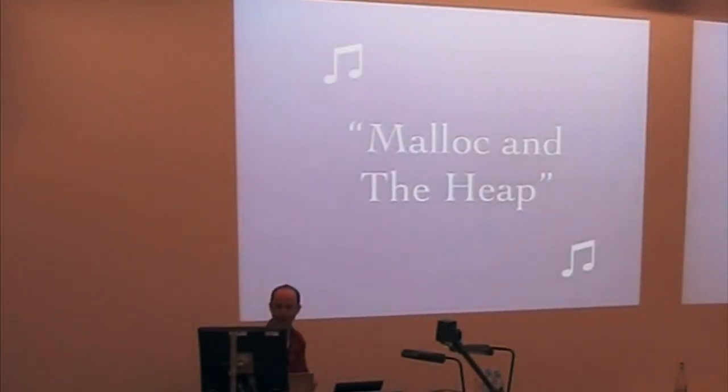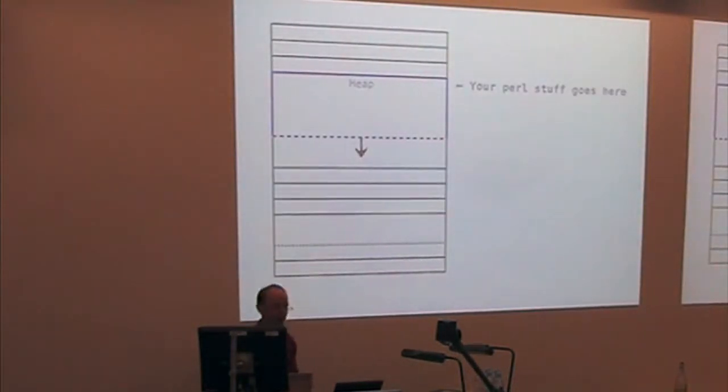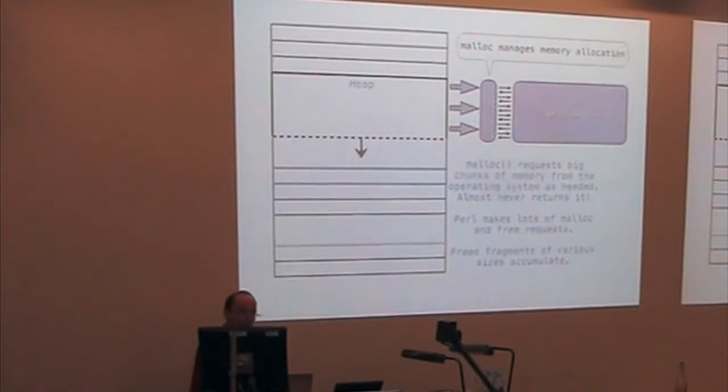So, malloc and the heap. Make a good jazz band. So this is your Perl stuff. All your Perl stuff is in there. Now, for Perl, in order to access that heap, Perl uses malloc. So your Perl code needs some memory, and Perl asks malloc for some memory.